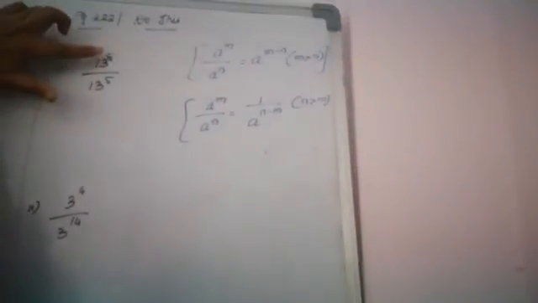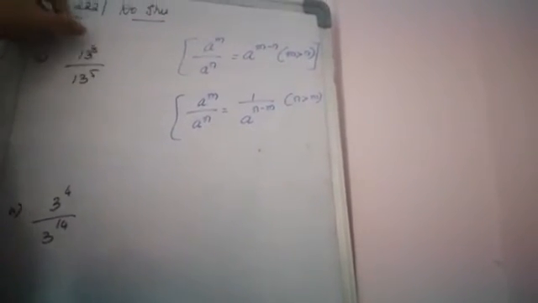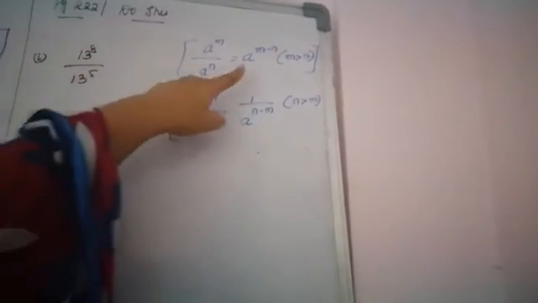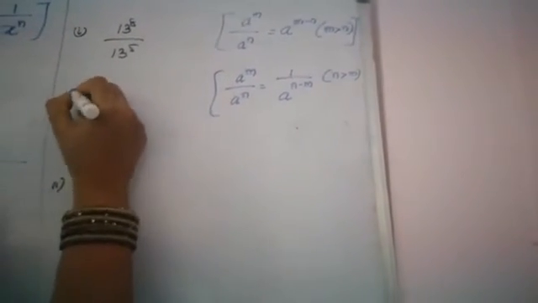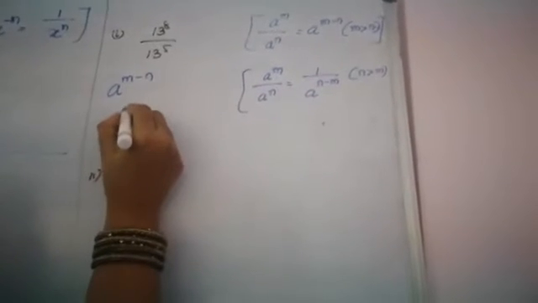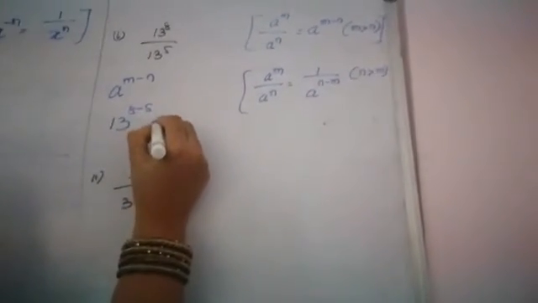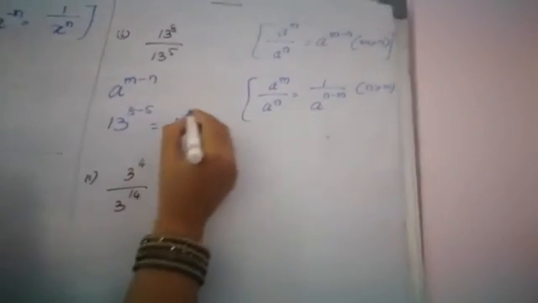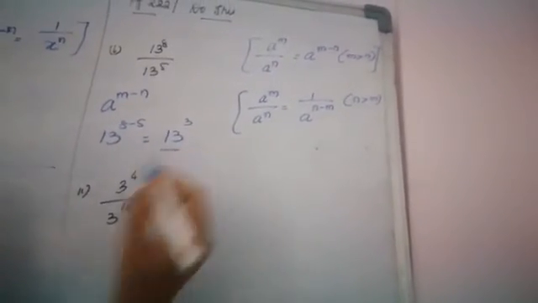Okay children, here we see a to the power of m by a to the power of n. Which is greater? m, n. So m is greater than n. So which formula is applicable? a to the power of m minus n, that is 13 to the power of 8 minus 5. 13 to the power of 3 is the answer.